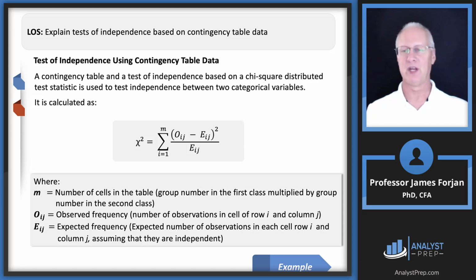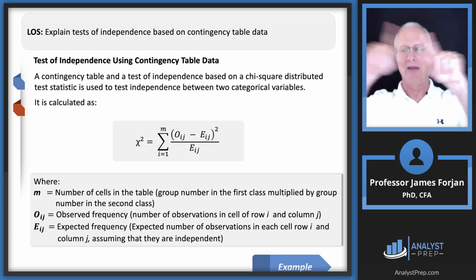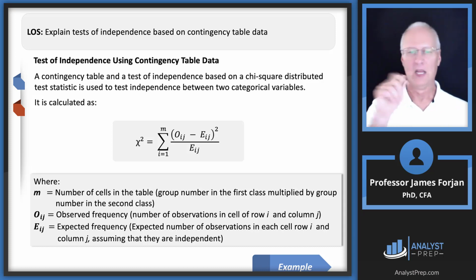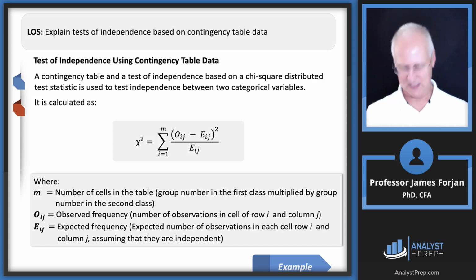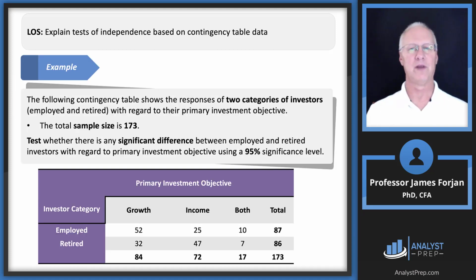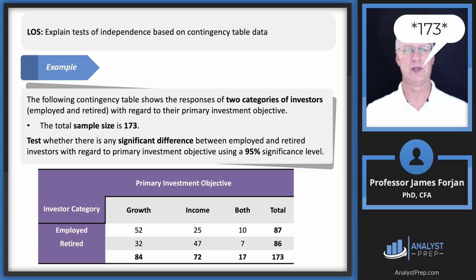And notice M is the number of tables because we're going to have a table here in just a second. Once again, that formula doesn't mean anything to you until you look at our example. All right, so are you ready for this? Two categories of investors. One category is employed, one category is retired. Total sample size is 133. So look at the primary investment objectives in the table. We have categories growth, income, and both, for the employed and for the retired.